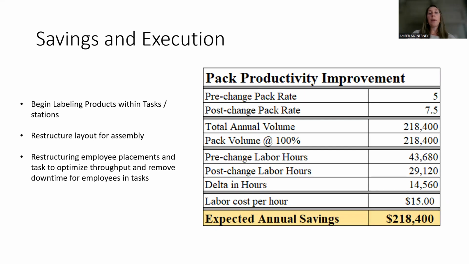You can also see that if we were to implement this process, we would have an expected annual savings of $218,000 per year. So this is huge whenever you think about how much waste we had versus our expected annual savings. That's a significant increase in productivity.